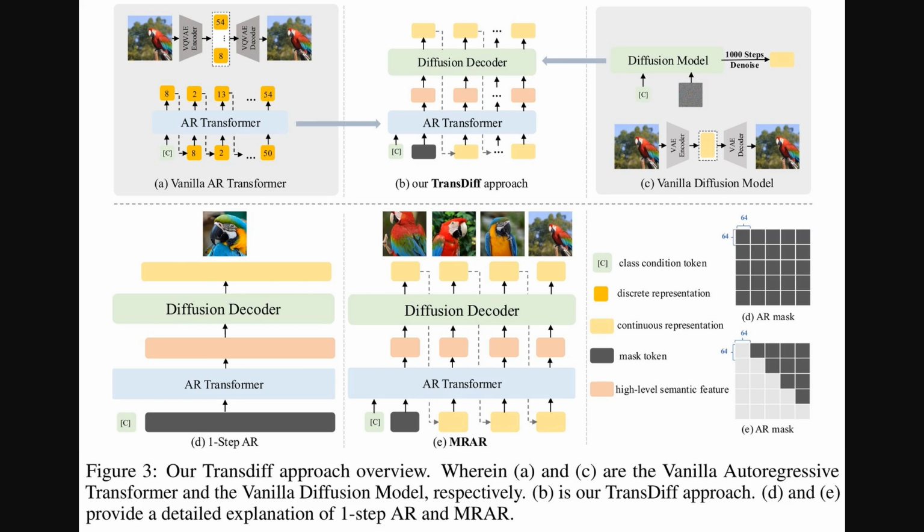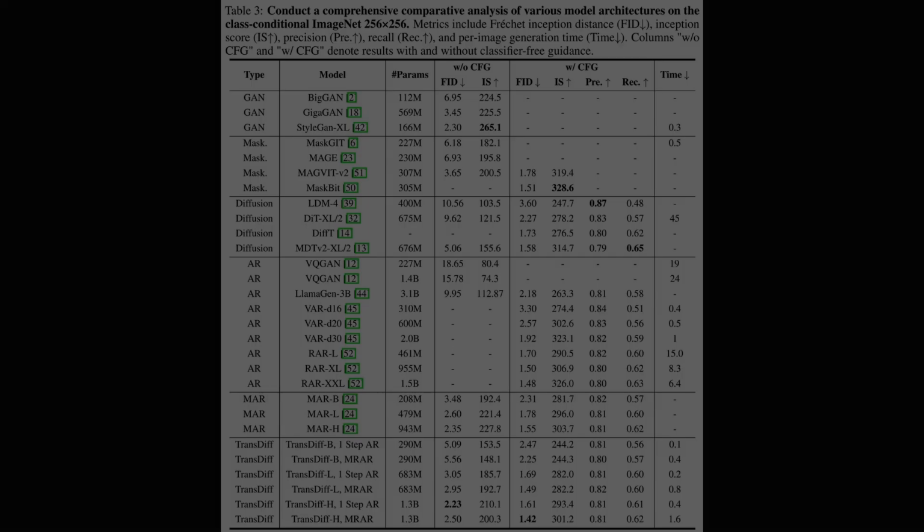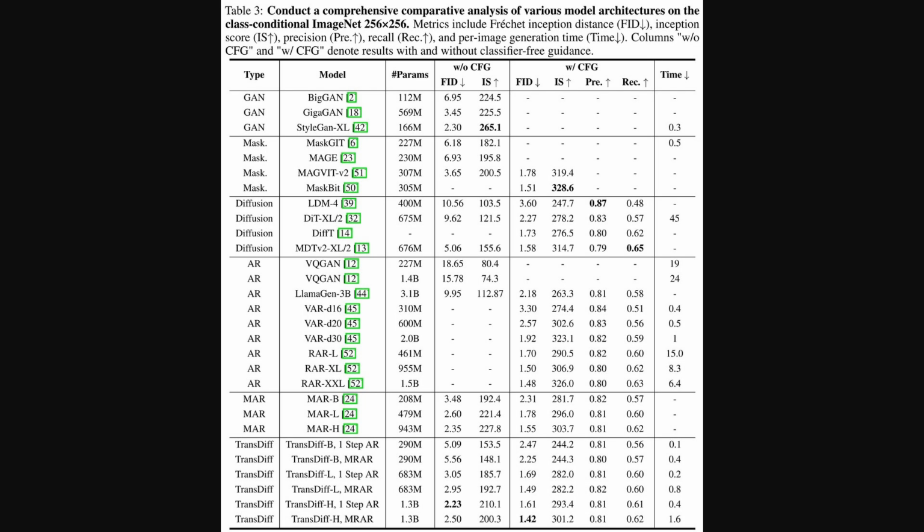Building on that idea, this diagram really clarifies their TransDiff approach. It contrasts traditional methods, like autoregressive models using discrete tokens, or very slow diffusion models with their new hybrid system. The key here is that the autoregressive transformer doesn't create pixels, but rather a continuous high-level feature, basically the core idea of the image. This feature then guides a much faster diffusion process. The diagram also shows their multi-reference autoregression in action, using several complete images as context to generate the next one, which dramatically improves quality.